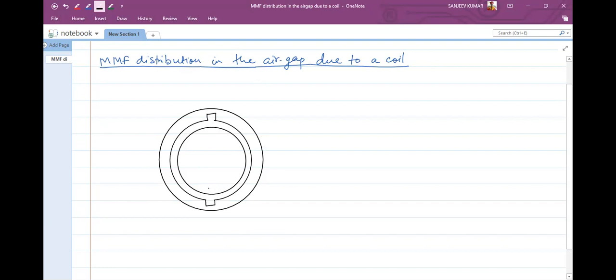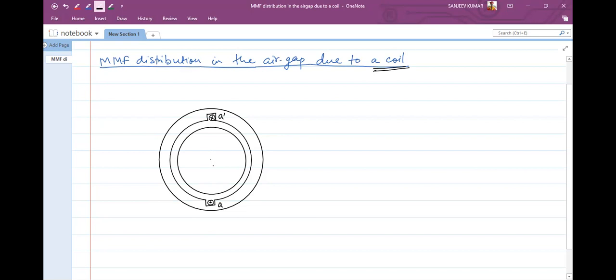Okay. And let us consider this is point A and this is point A dash. We are dealing with a single coil here. Okay. And if this is a dot, it means that the current is coming out of the screen here. Then the other part of the coil will be like this. This is the cross. Okay.